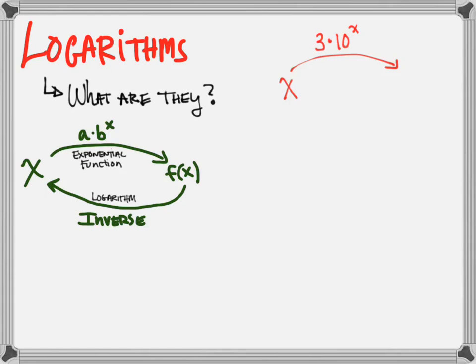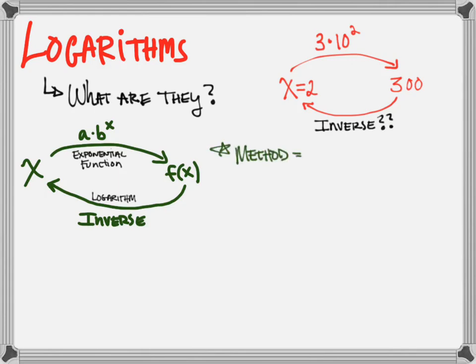So I have 3 times 10 to the x, and then x has to be 2, if we look at this example, right? And so that's 300, and then if I go the other way, I want the inverse of that thing. What is that going to look like? And so we try to break apart these things with some notation. So we would switch x and y and solve, right? That would be your starting point, if we were just looking at an Algebra 2 level of finding an inverse of an equation.